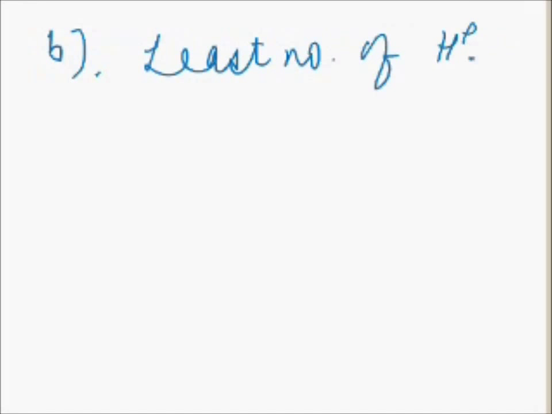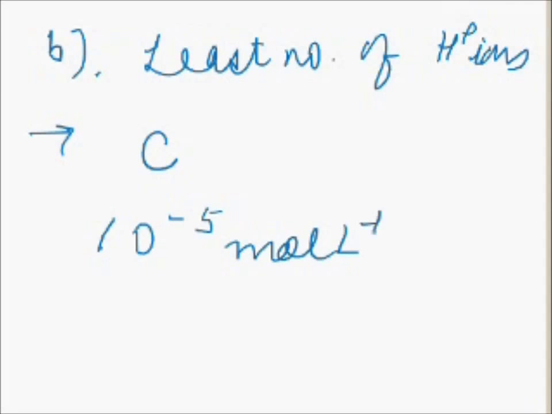The second question says, which solution has least number of H positive ions? The answer is C. The solution C has least number of H positive ions since the concentration of H positive ions in this solution is 10 to the power minus 5 mole per liter.